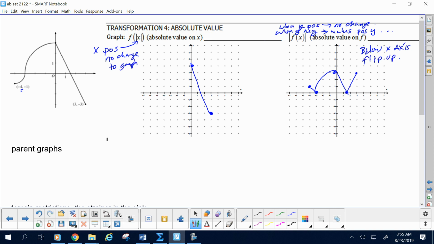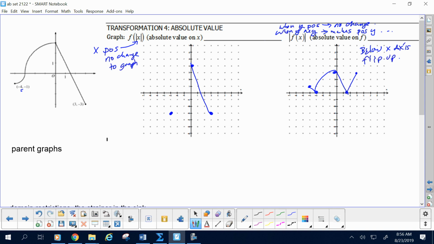In fact, I could try negative 3. Now again, I'm feeling like, where is this? What's happening here? What's going on? Let's try negative 3. What's the absolute value of negative 3? 3. And what's f of 3? Negative 3. So when I put in negative 3, I actually get a point just like f of positive 3.